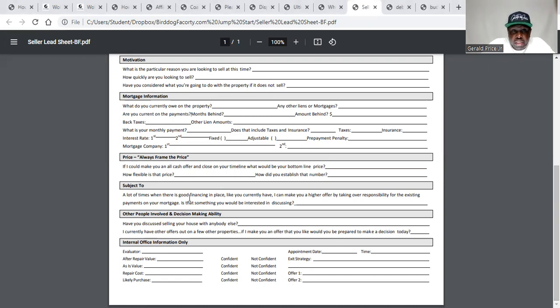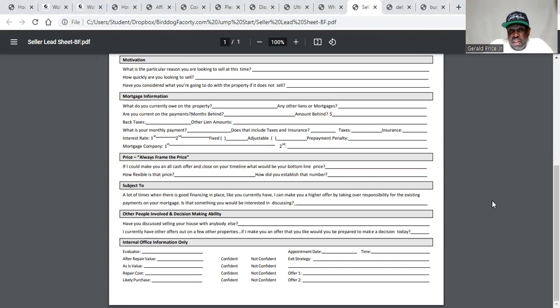Okay, now this section, subject to. If you don't know, subject to is another strategy that you can use. It's a creative acquisition strategy, and generally speaking, when you hear subject to, it's typically referencing that you're buying a property subject to the seller leaving the mortgage in place.